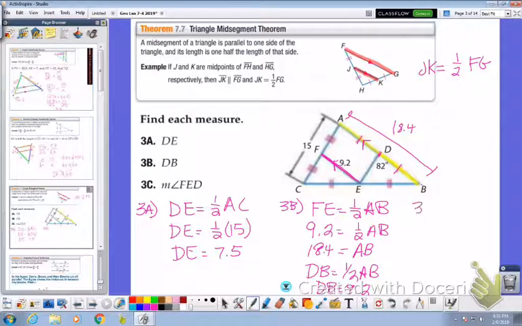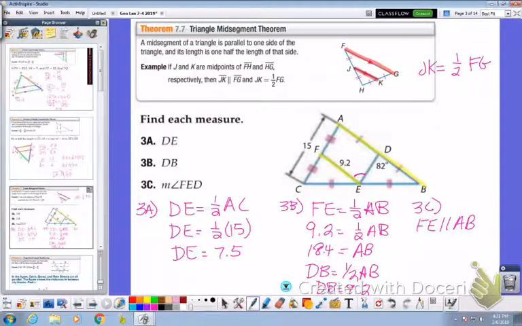So 3C, finding the angle measure. So I am looking for angle FED. So I'm looking for this angle. Now, what two lines do you think need to be parallel to deal with this angle? Well, you should use FE and you should use AB. If those two lines are parallel, so I'm going to say that FE is parallel to AB.